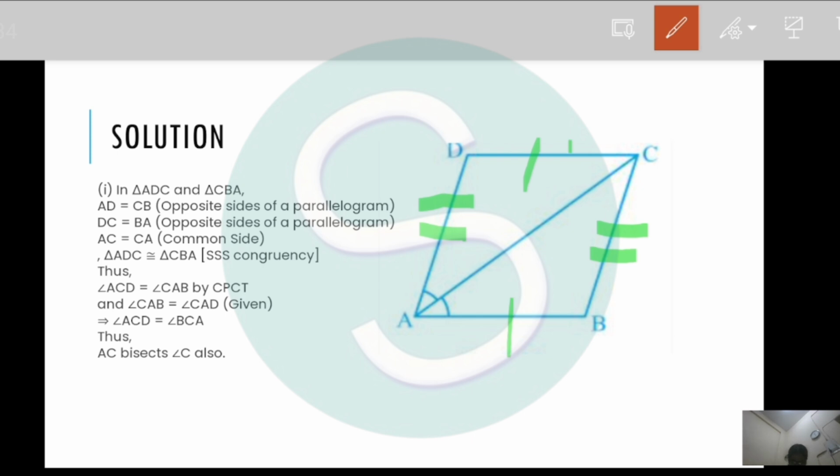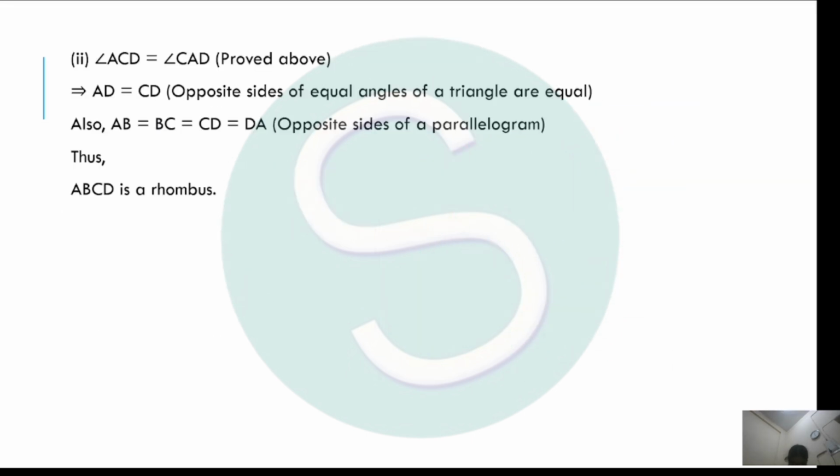So अगर ये तीनों sides आपस में इक्वल हो जाता है, AD equals to CD हमने इक्वल प्रूफ कर दिया, and AD is equals to BC already. So from all these equations we can prove AB equals to BC equals to CD equals to DA. Hence ABCD is a rhombus.